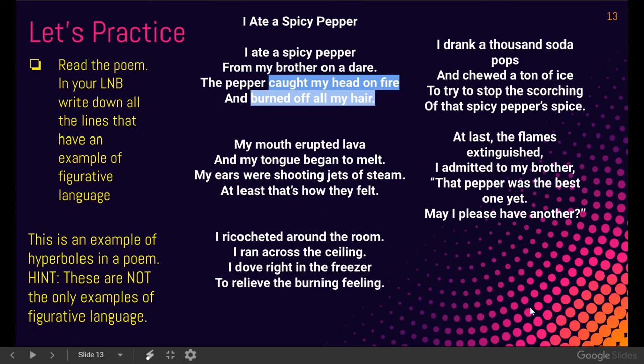I drank 1,000 soda pops and chewed a ton of ice to try to stop the scorching of that spicy pepper's spice. At last the flames extinguished. I admitted to my brother that pepper was the best one yet. May I please have another? So this poem is filled with hyperboles, extreme exaggerations, and I'd like for you to find those.